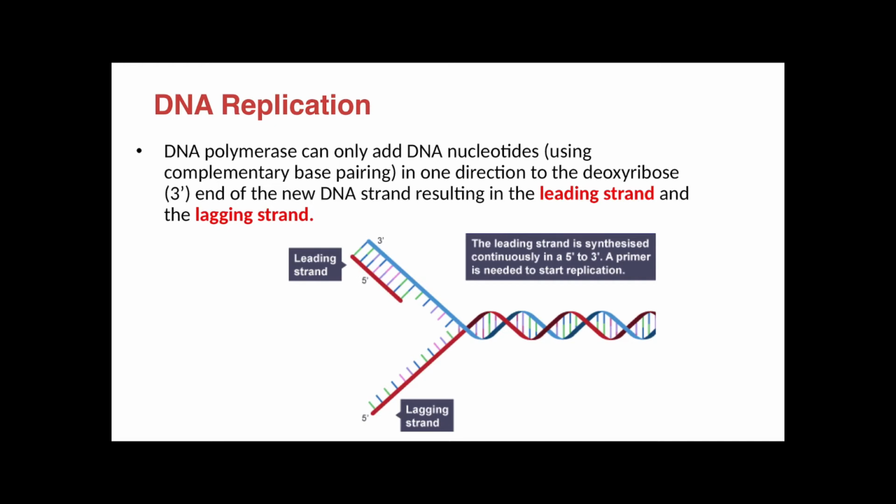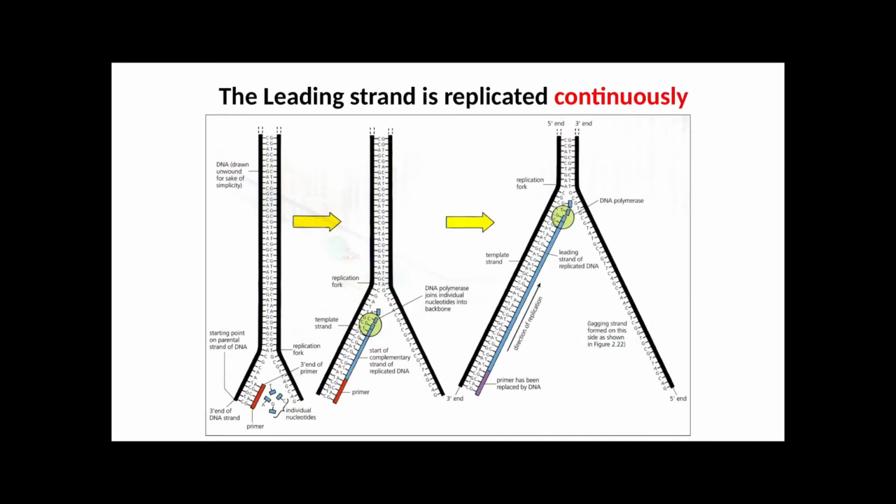Okay, so DNA polymerase can only add DNA nucleotides in one direction. That's the key thing. It can only run from 3 to 5 because it always adds the free nucleotides to the 3' end of the new strand being replicated. And you can see that in this picture here. On the left, the primer has bound to the 3' end, which means the DNA polymerase, shown as the green circle in the middle picture, can then start.